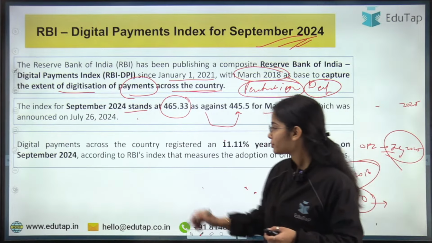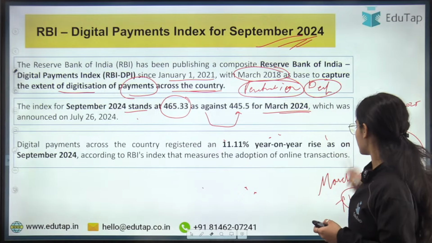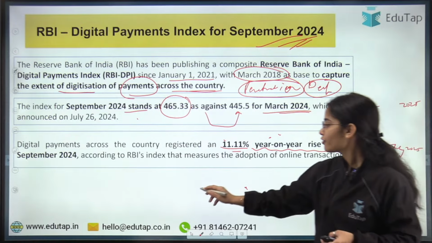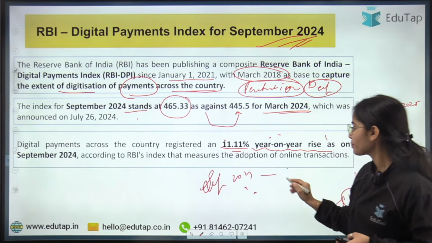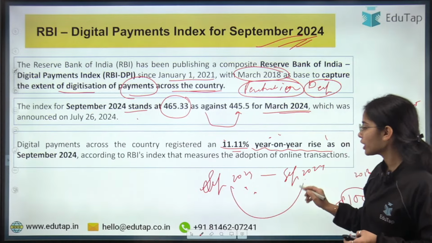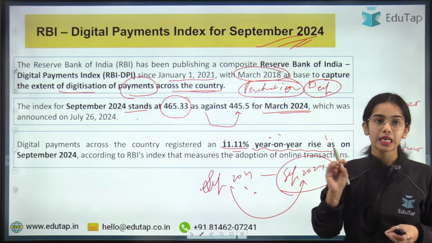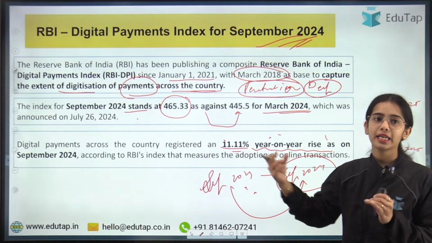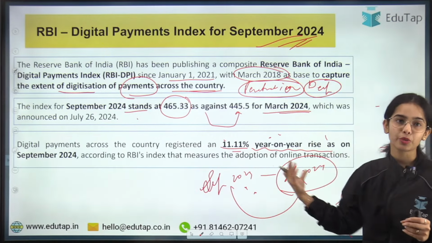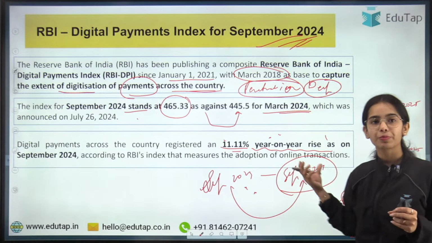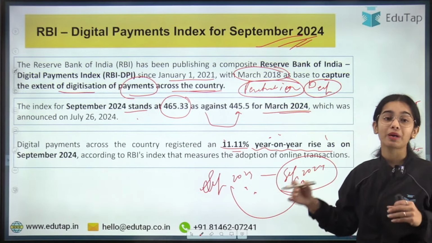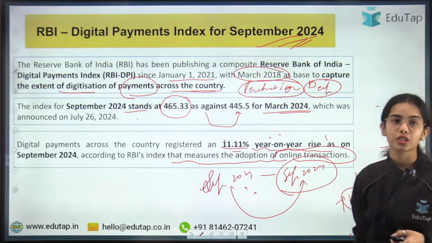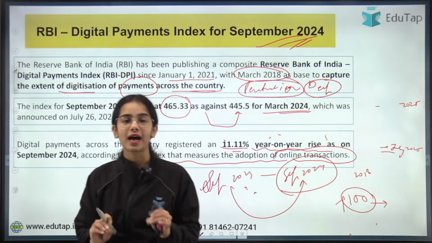Now digital payments across the country registered an 11.11% year-on-year rise. That means from September 2023 to September 2024, there is year-on-year growth of digital payments by 11.11%, according to RBI's index that measures the adoption of online and digital transactions. Any confusion anyone has till now?